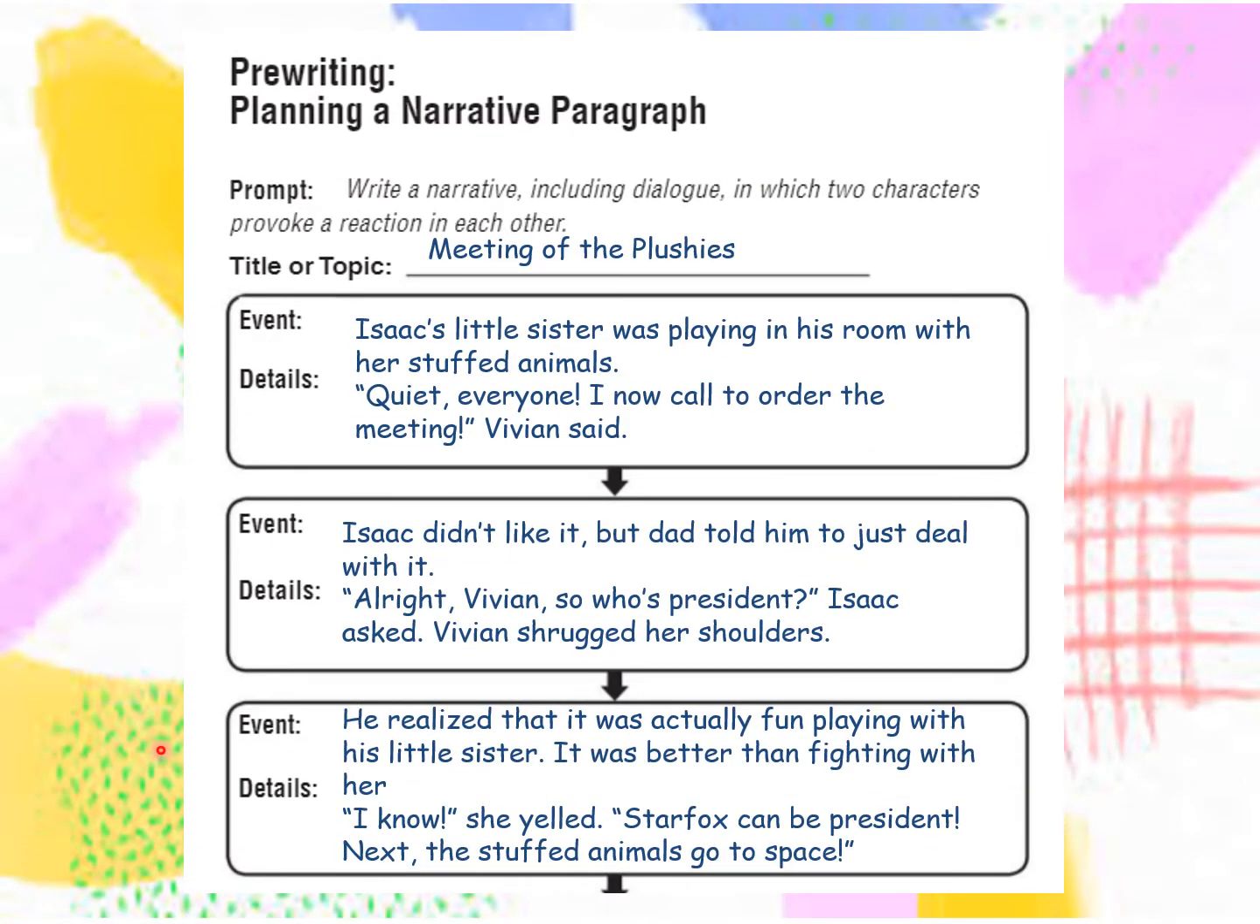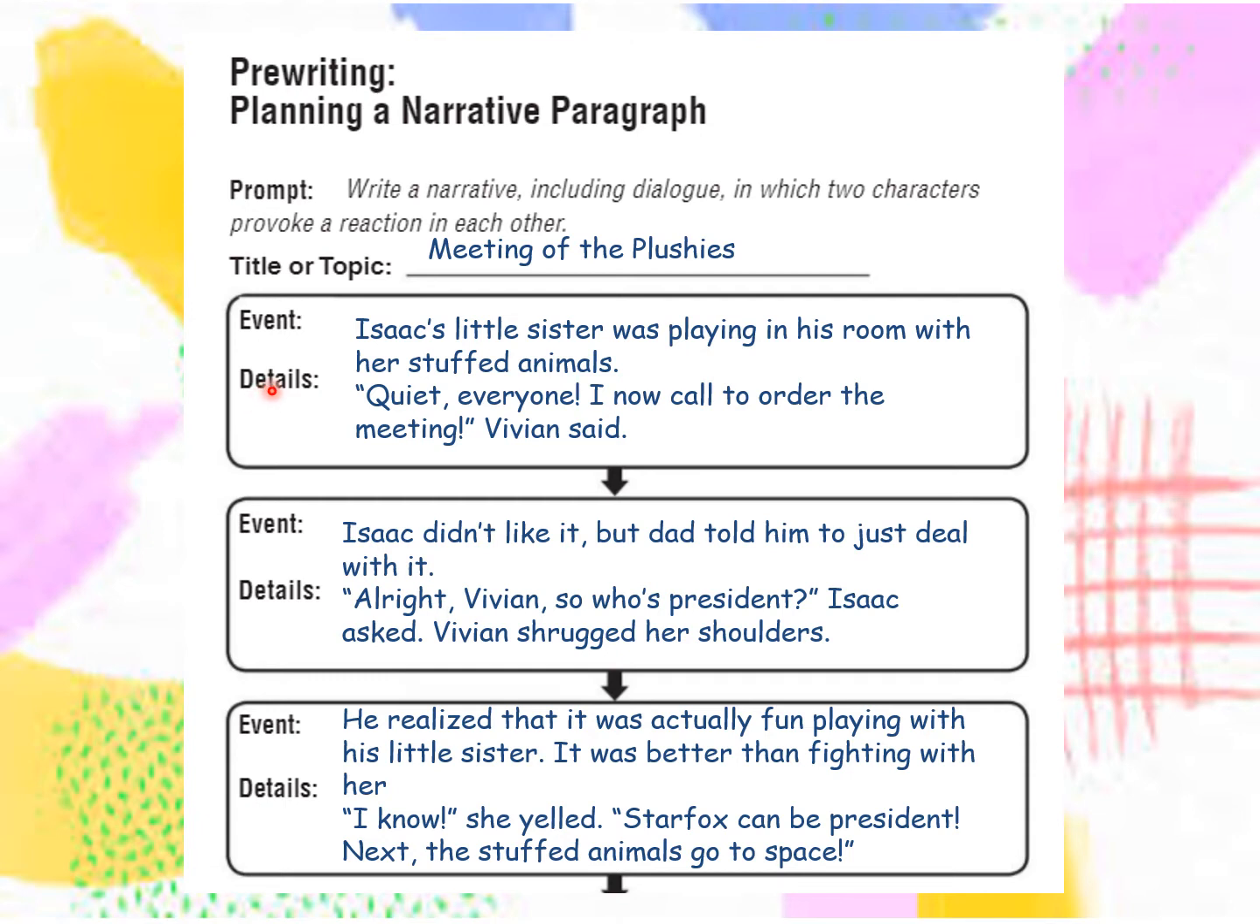So let's say that we have planned to write the narrative Meeting of the Plushies. Plushies are stuffed toys. Our main character would be Isaac, and Isaac is with his little sister Vivian. So the first event is this: Isaac's little sister was playing in his room with her stuffed animals. So include in the details the dialogue for the different parts of your narrative.